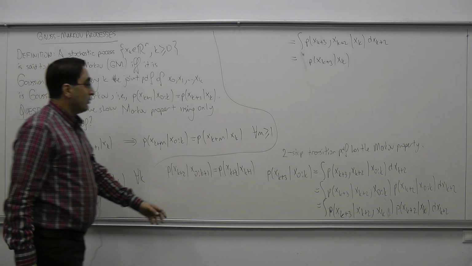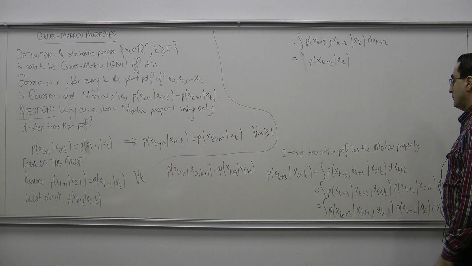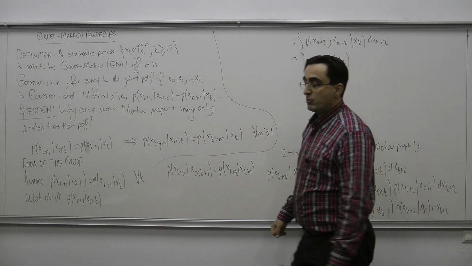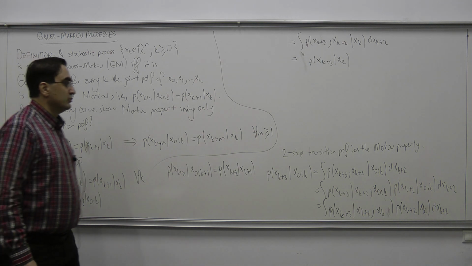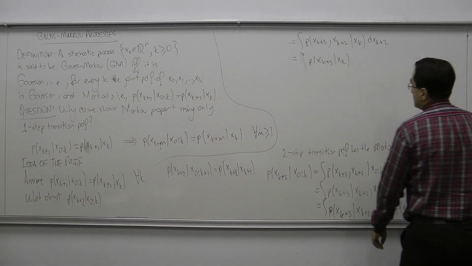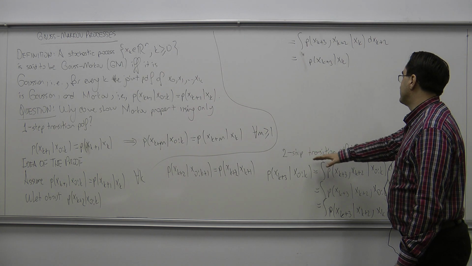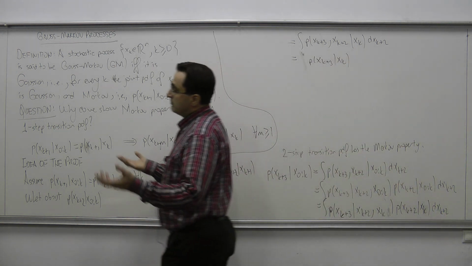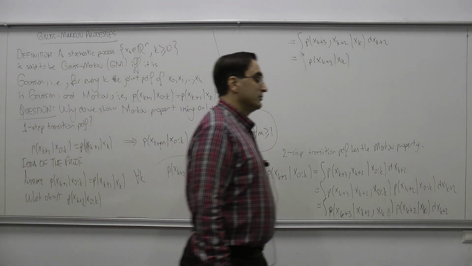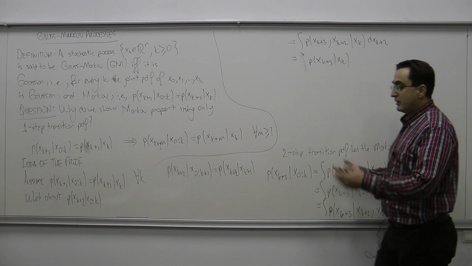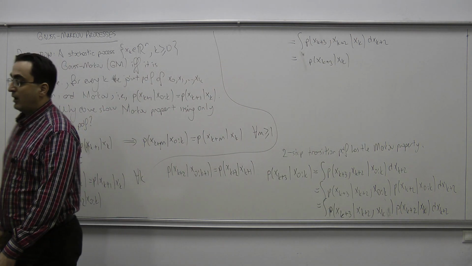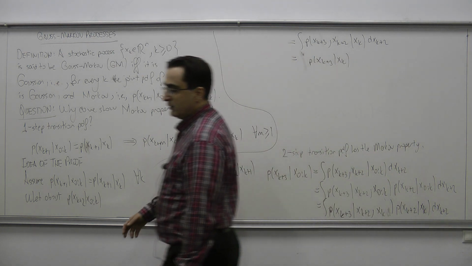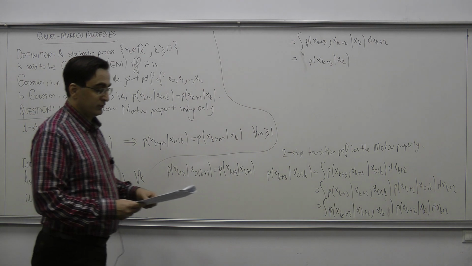Until showing that all m-step transition PDFs would have the Markov property for any m larger than or equal to 1. Actually, it is also possible to use here the argument of induction. So we have already shown that two-step transition PDFs have the Markov property, and then assume that, let us say, L-step transition PDFs have the Markov property. Then by assuming that, I can show that L plus 1 step transition PDFs would have the Markov property. Okay? That would actually give us a proof by induction.